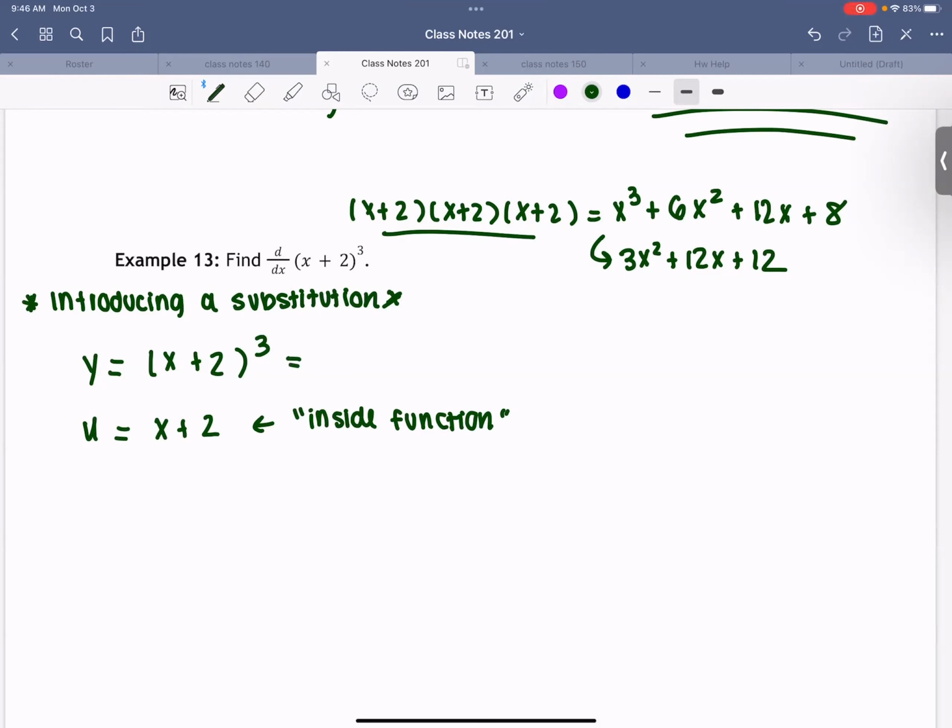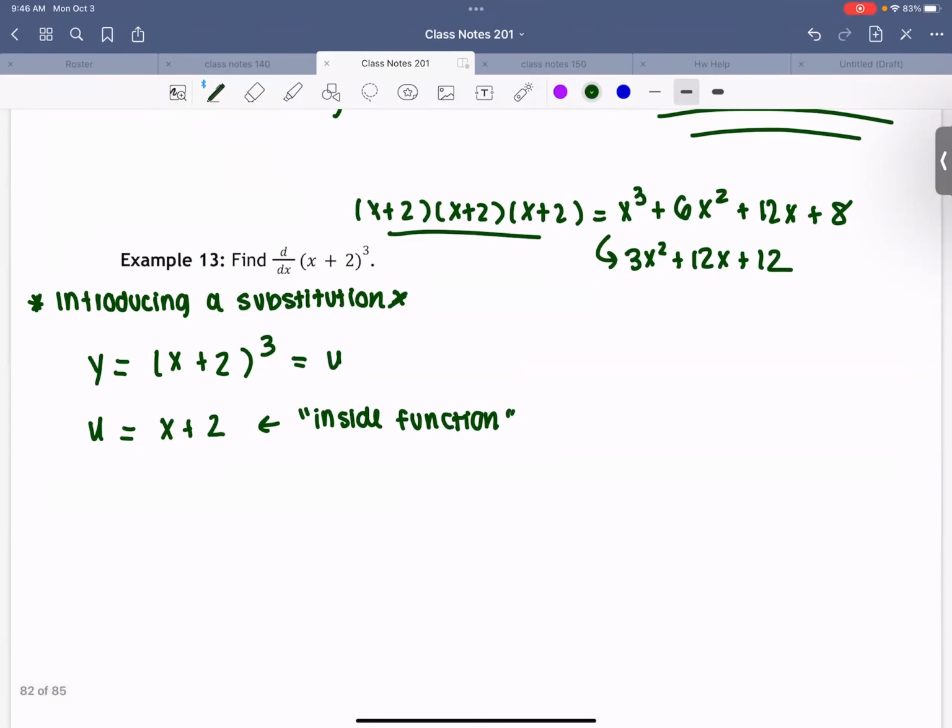Now, if I look at y, x plus 2 cubed is the same as u cubed, right? So I just rewrote my function in terms of an inside function being cubed. So we have 2 functions, and each of these is a little bit easier to take the derivative of, right? Let's do this. I'm going to ask you a few questions.